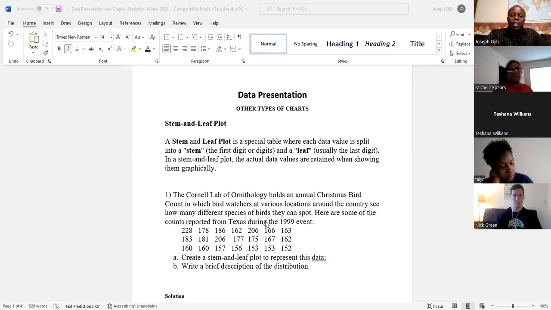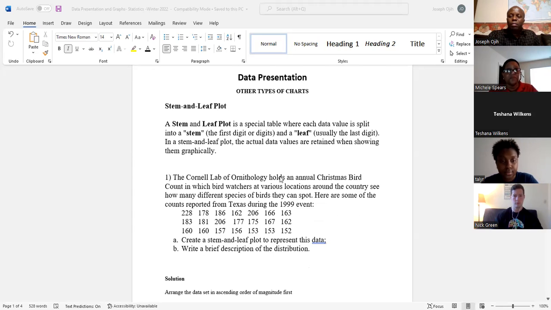The Stem and Leaf plot. Now in the Stem and Leaf plot, instead of drawing the graph, we actually plot the data values. So we return them the way they are, instead of summarizing them with a graph. So we just put the numbers the way they are. But before we can do that, we have to first arrange them in order, ascending order of magnitude. That means from the smallest to the largest. Then we can now make a chart.